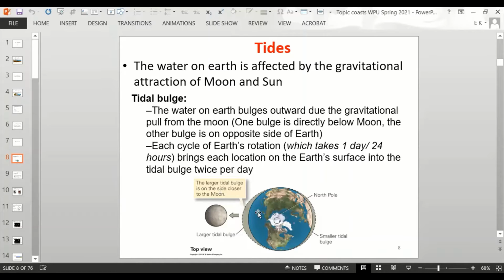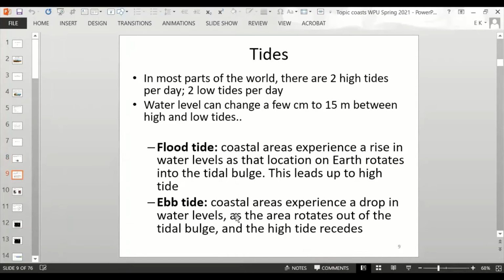Okay, so wherever the moon is, that's where your bulge is, and then the opposite side of the Earth. And then the Earth rotates while the bulge stays in the same spot. So in most parts of the world, there are 2 high tides per day and 2 low tides per day. Water levels can change a few centimeters to even 15 meters between your high and your low tides.